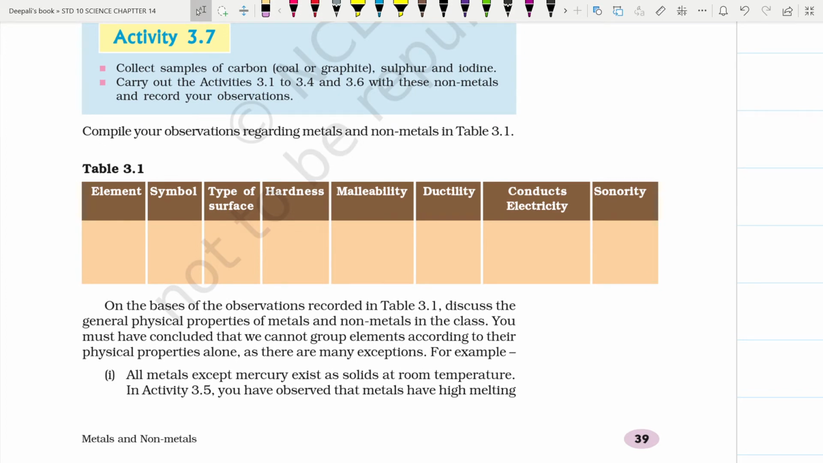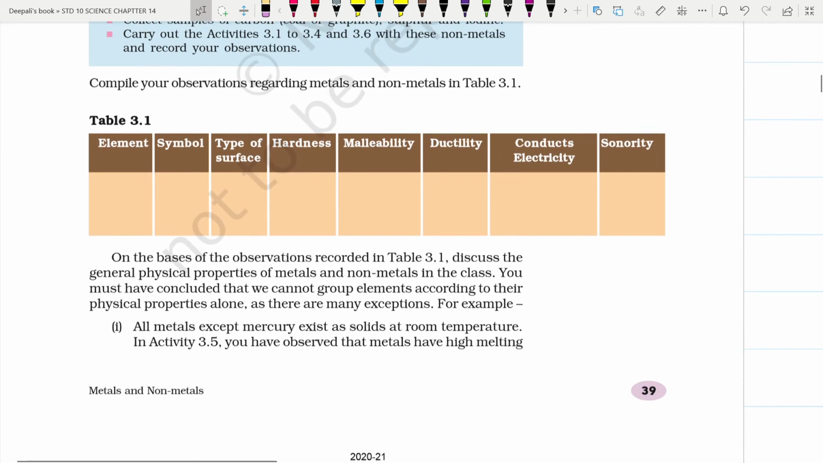If you take examples of a few non-metals like carbon, sulfur, iodine, you will see that few of them are shiny, few of them are not. Carbon and sulfur are not shiny. Carbon is hard, sulfur is soft. They are not malleable and not ductile. They do not conduct heat and electricity except for graphite, and they are not sonorous as well.